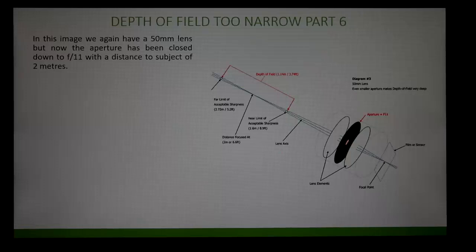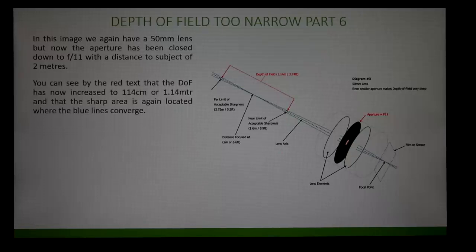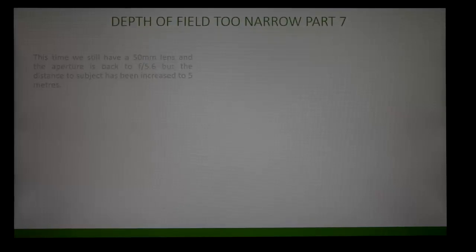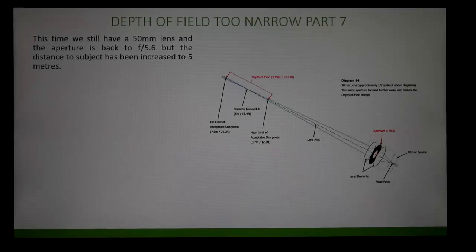Depth of field too narrow, part 6. In this image, we again have a 50mm lens, but now the aperture has been closed down to f11 with a distance to subject of 2 meters. You can see by the red text that the depth of field has now increased to 114 centimeters or 1.14 meters, and that the sharp area is again located where the blue lines converge. Notice how the blue lines are now even closer together when they leave the lens. Because the blue lines have a reduced angle even more, they now come together much earlier and stay together a lot longer. Red text tells us what the differences are. Slide. Depth of field too narrow, part 7.